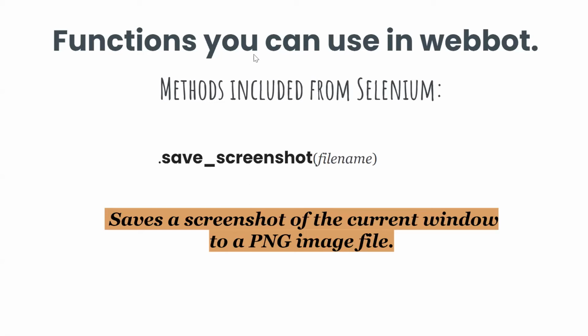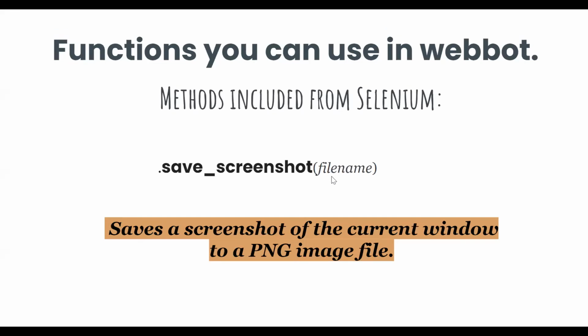Okay, so .save_screenshot is a function from Selenium. What this does is save a screenshot of the current window as a PNG file. Within the brackets, you need to specify the file name, something like screenshot.png, and you can also optionally specify the path you want to save the screenshot to, and I will show you how you can do this later. We'll be moving on first.